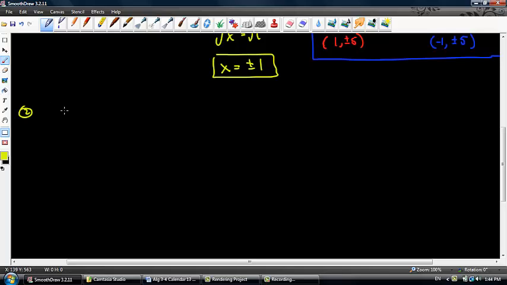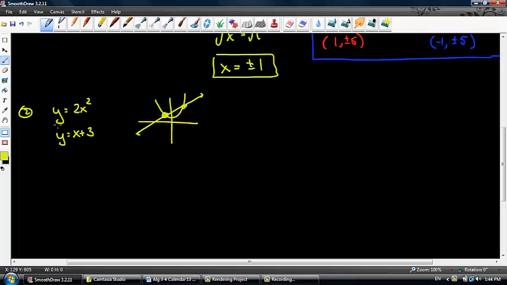Number 2, if I give you a quadratic system of y equals 2x squared, and then y equals x plus 3. Again, go ahead and just visualize what this is. Y equals 2x squared, that's a parabola. And y equals x plus 3, that's a line. So I'm looking at possibly 2 points of intersection.